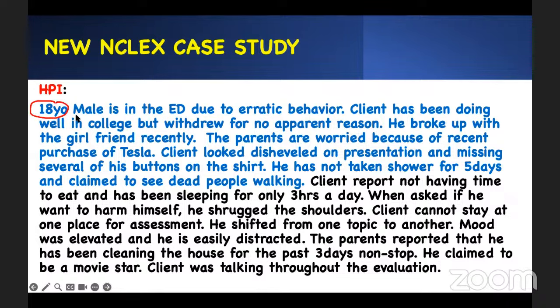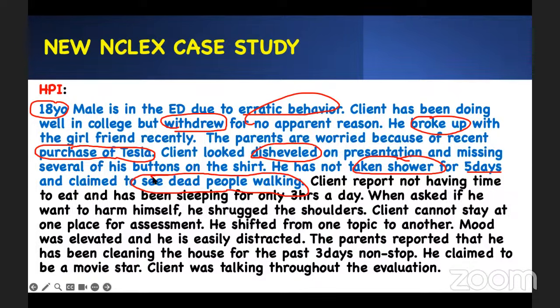He's 18 years old. There's a reason why they give you the age. He came in with what? Erratic behavior, right? He's doing well in college, but all of a sudden he withdrew for no apparent reason. Why did he leave his college? He broke up with his girlfriend, relationship issue. The parents are worried because of a recent purchase, spending too much money. He bought a Tesla. Client looked disheveled. He's not taking care of himself and is missing several buttons on the shirt. So he's not dressing well. He has not taken a shower for 5 days. He's smelling not good. He claimed to see what? Dead people.